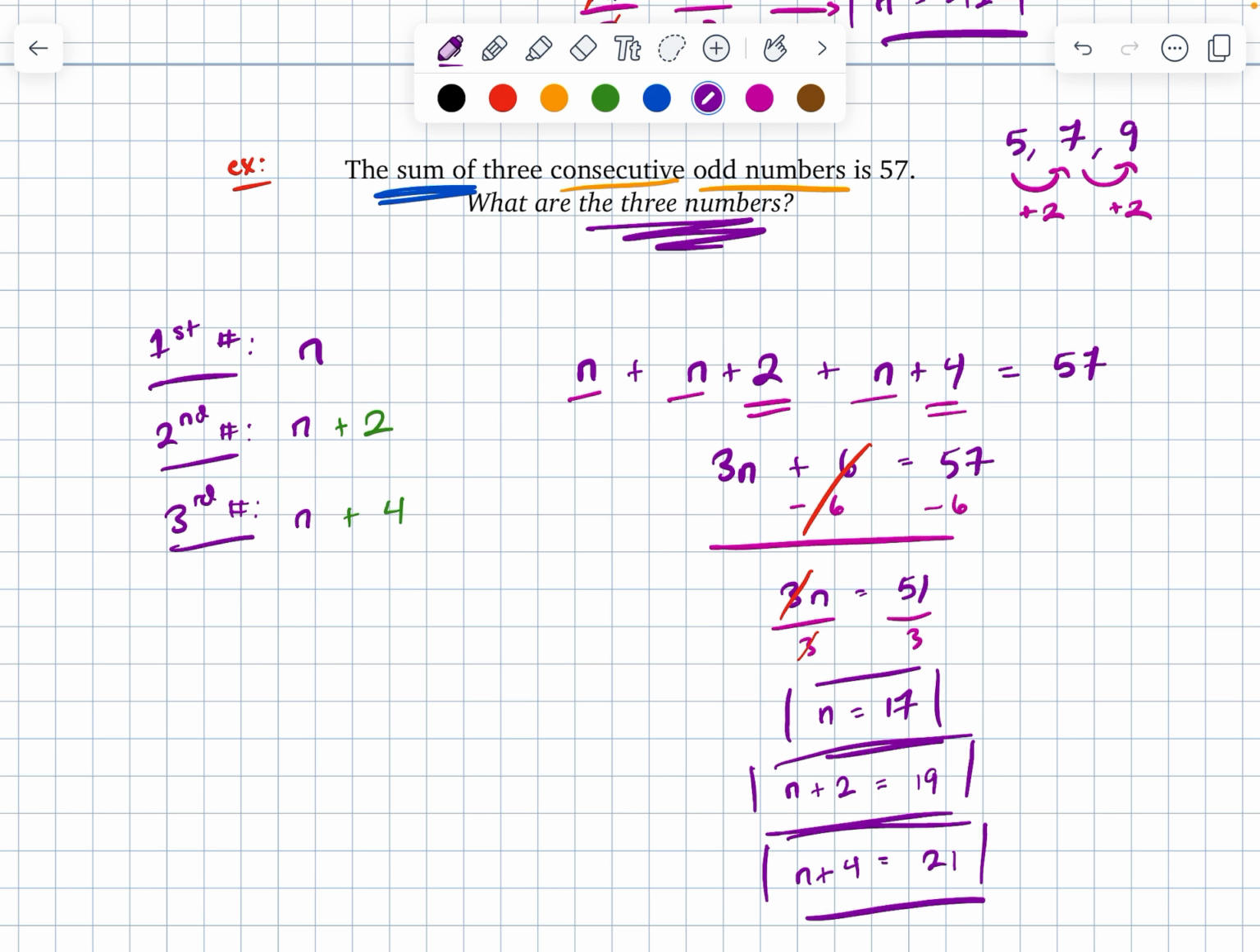Now, if you don't believe me, take out a calculator, do some mental math. 17 plus 19 plus 21, does that equal 57? It turns out that it should. Alrighty, so there's the idea.